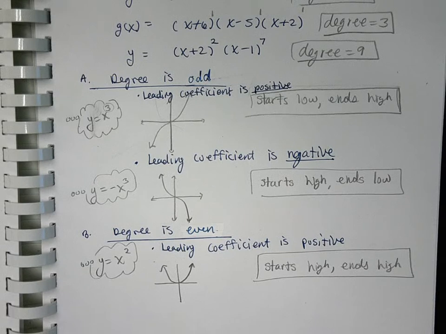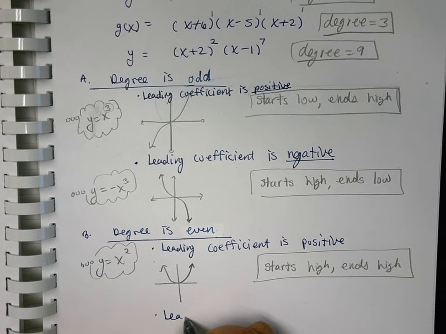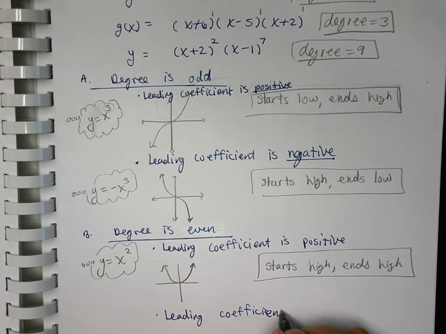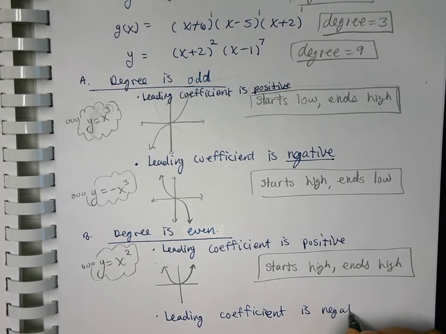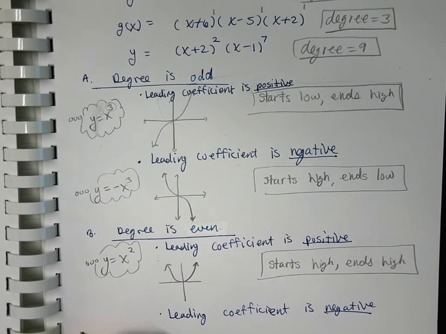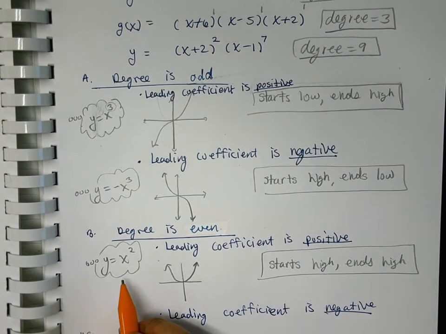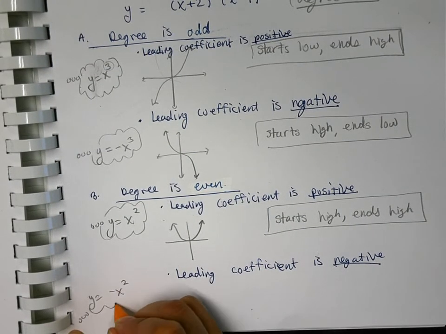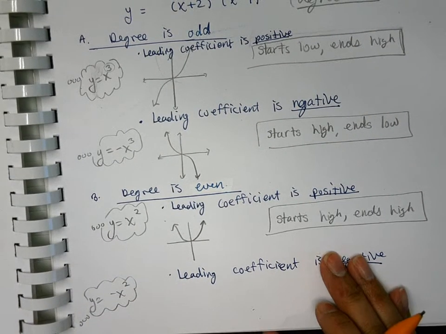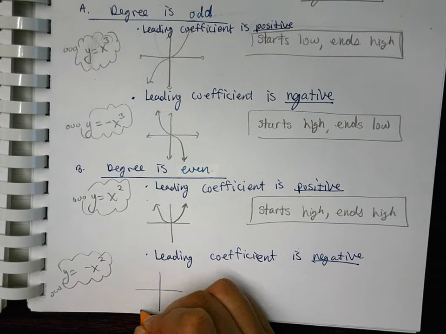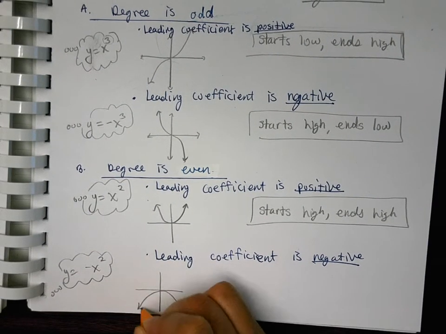All right, and what's the last one? It's still, the degree is still even, but the leading coefficient is what? Leading coefficient is negative. So what function do we think of? Y equals negative x squared. And if I have a negative x squared, what does that do to my parabola? Turns it upside down, like this. Turn that smile upside down.